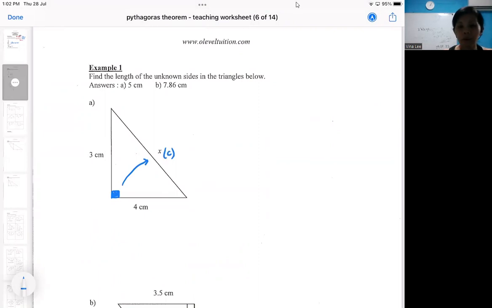Up to you which one you would like to label as A and B. You will just use our Pythagoras theorem. If your teacher insists that you have to write the statement, then you just say something like, using Pythagoras theorem in triangle. So you can just say using Pythagoras theorem.